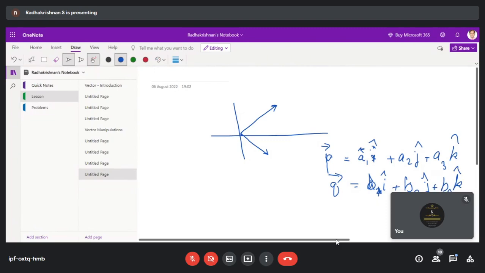Okay, so what is the vector joining these 2 points? Okay, so now the question is, what is the vector joining? So this is P, and this is Q. So now what is the vector joining these 2 points?